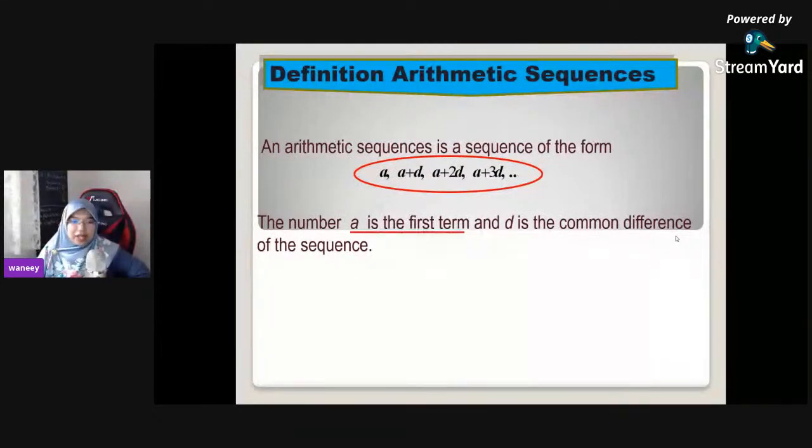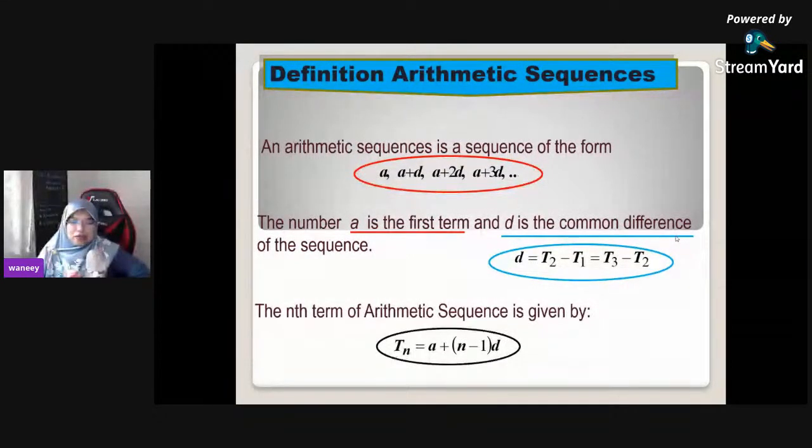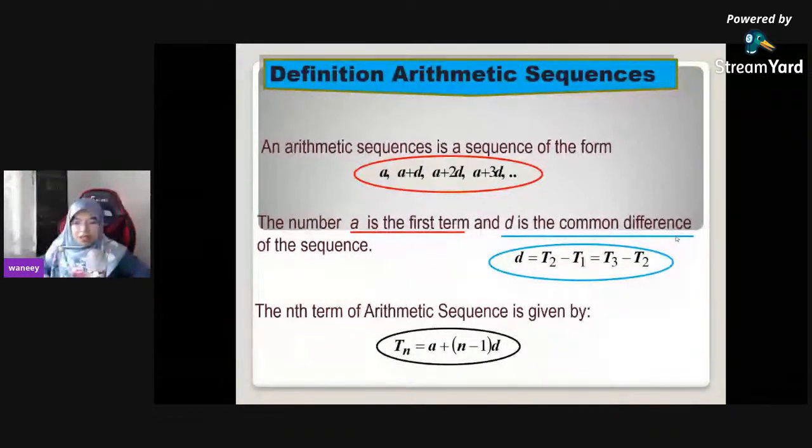So that means the nth term of the arithmetic sequence is given by Tn equal to A plus n minus 1 D. Okay, so this is the nth term. A is the first term, or T1. D is the common difference. If you don't have your book yet, please write down this one: Tn is equal to A plus n minus 1 D.